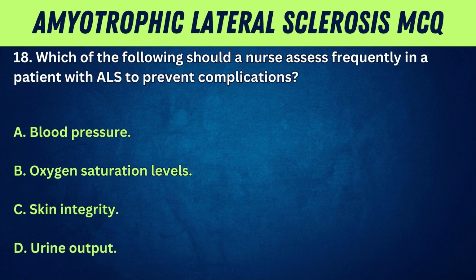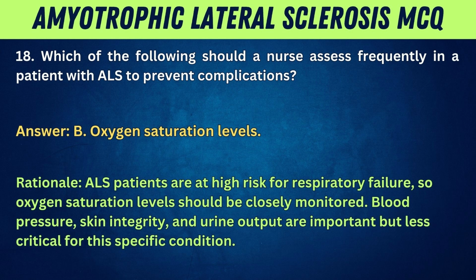18. Which of the following should a nurse assess frequently in a patient with ALS to prevent complications? A. Blood pressure. B. Oxygen saturation levels. C. Skin integrity. D. Urine output. Answer: B. Oxygen saturation levels.